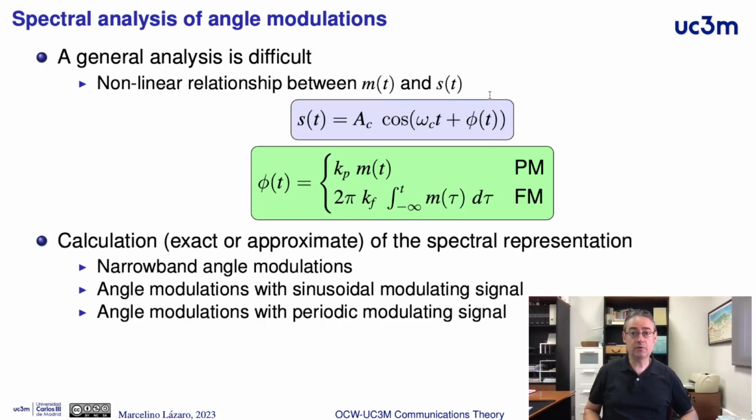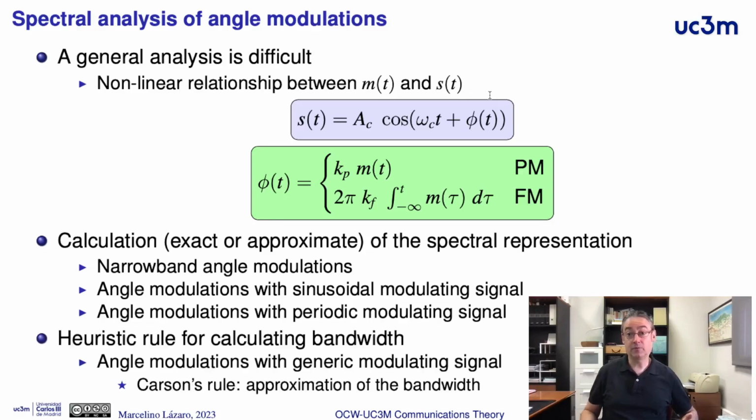It is also only possible to obtain results in very simple cases: narrowband angle modulations with sinusoidal modulating signals, and angle modulations with periodic modulating signals. In the general case, it's only possible to use heuristic rules. In this case, the most common one is Carson's rule, to get an approximation of the bandwidth.